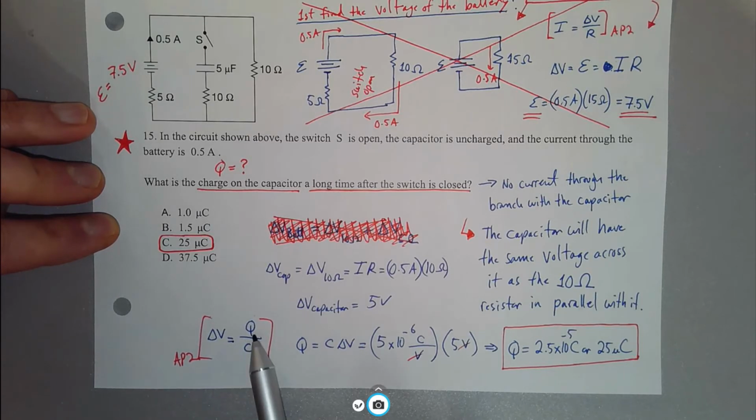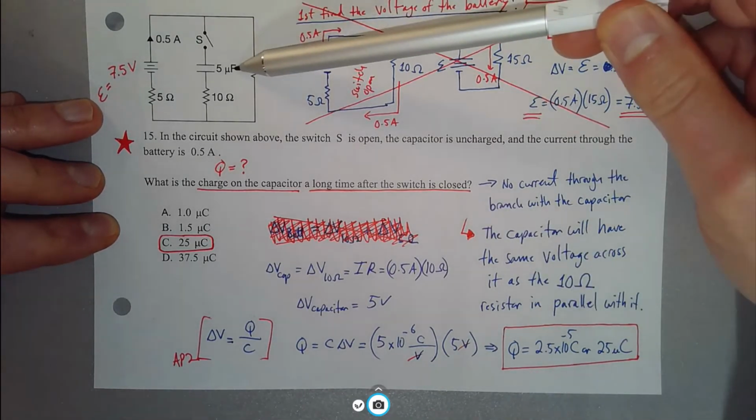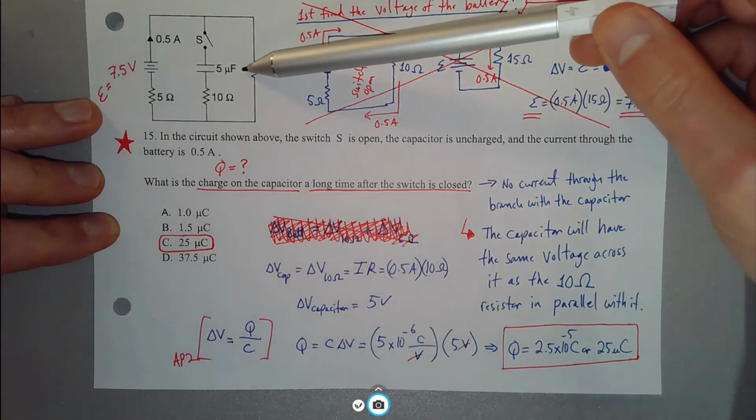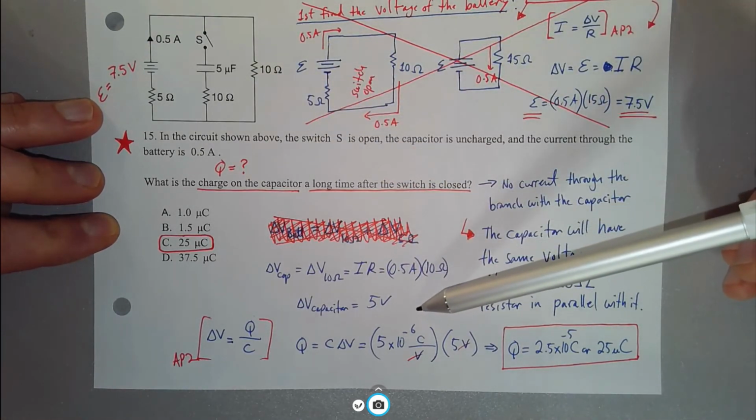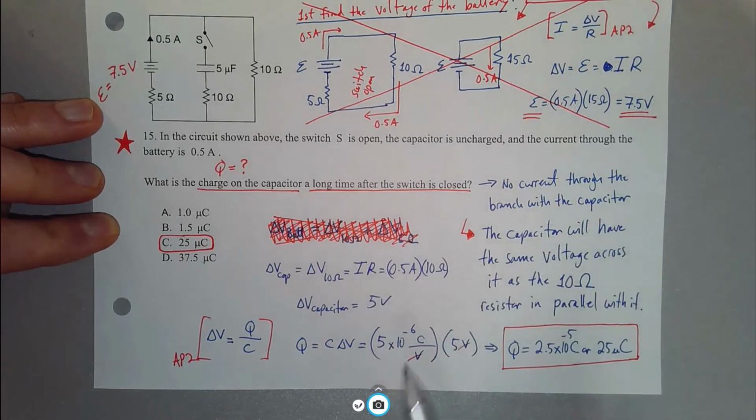Or if we solve this for Q, the charge in the plates is equal to the capacitance times the change in voltage across it. And if you look in the diagram, they gave us the capacitance. It's 5 microfarads. Micro is times 10 to the negative 6. So 5 microfarads is 5 times 10 to the negative 6 farads, and a farad is a coulomb per volt. So we know capital C. All we need to do is figure out the change in voltage across that capacitor.